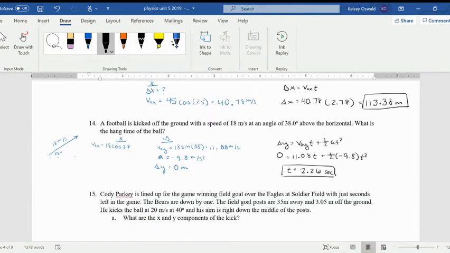Time that the ball's in the air. The key here is that the football is kicked off the ground and returns to the ground. So that tells us that our delta y is 0. And then we're trying to find the time. And since we know more information vertically, we want to look at that y direction first. We should find that the ball's in there for 2.26 seconds.